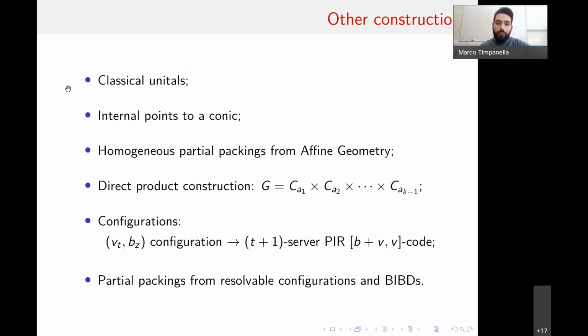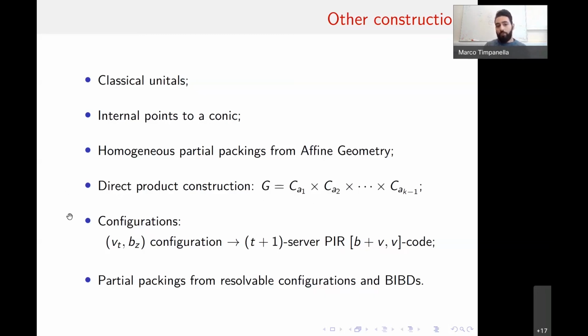Here you can see some of our other constructions. Again, the first three are from finite geometry, in particular from classical unitals, the set of internal points to a conic, and from affine geometry. It is also possible to construct k-partial packings considering a group with this shape, so the direct product of a certain number of cyclic groups, because here each of these cyclic groups naturally defines a partition of G, and these k-1 partitions will satisfy the property of a k-partial packing.